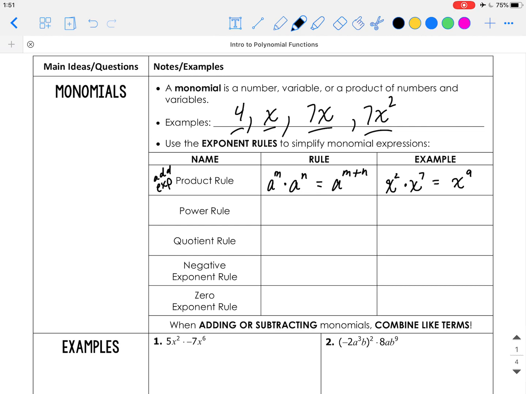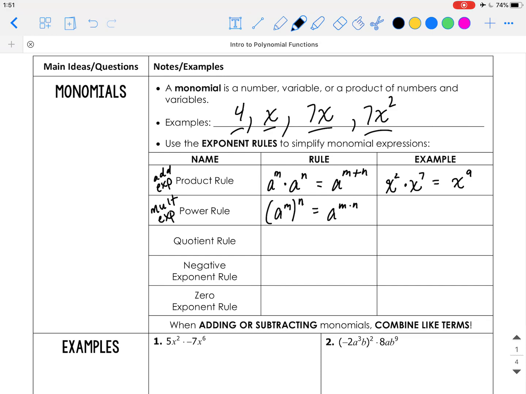My power rule is pretty simple. It's actually one of the easier ones to use. You will be multiplying your exponents, and you will be treating any kind of constant just like normal. So let's give this a try. Let's say I had a to the m, and I'm raising it to the n. What I will do is I will multiply m and n.